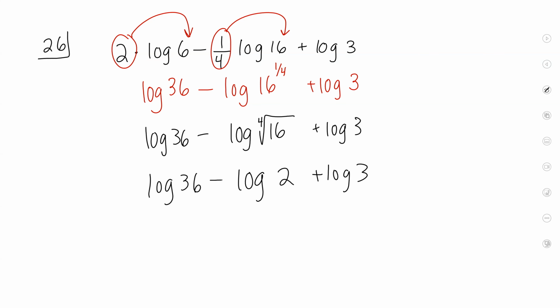Okay, now I'm just going to move left to right. I'm going to use the quotient rule here since this is the subtraction. So this will be log 36 divided by 2 plus log of 3. And what's 36 divided by 2? 18. So I'm going to replace this with an 18. I'm simplifying. Now this is addition, so I'm going to do the product rule. This is log of 18 times 3 is 54. So that is your answer.